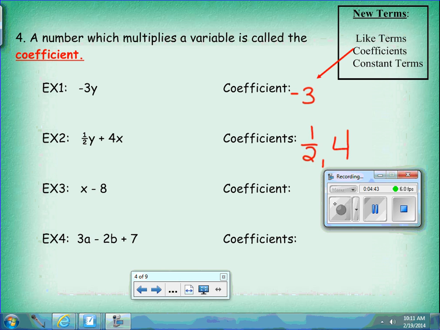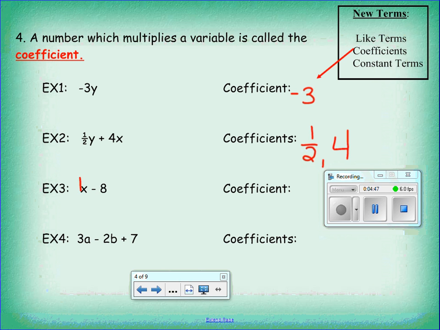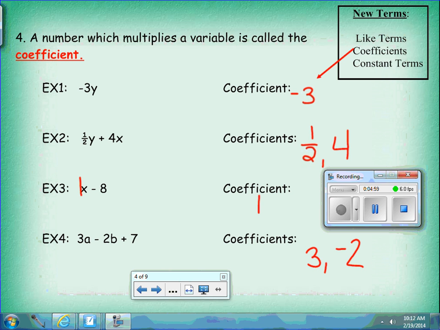So, in example 3, please note that there is an x there. There's an understood 1 there. Even though it's invisible, there's still an understood 1 in front of that. So the coefficient for that phrase would be 1. So our coefficients in 4 will be 3 and negative 2.